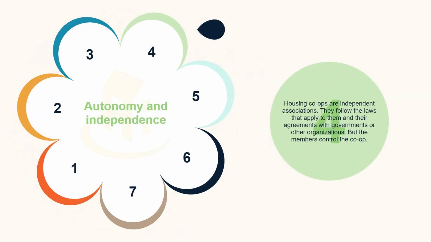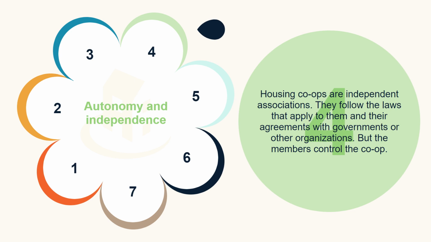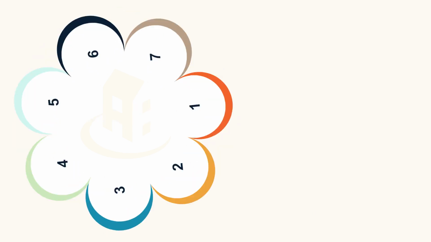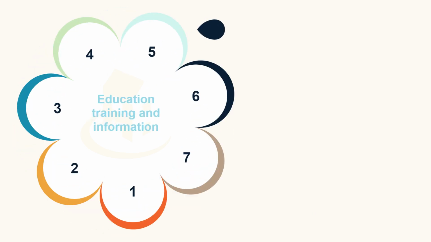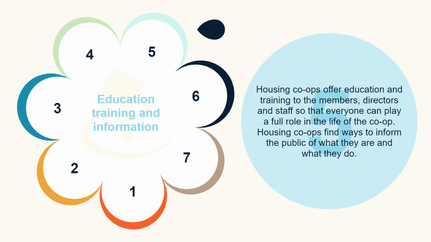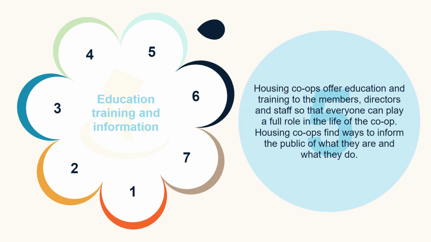Autonomy and independence. Housing co-ops are independent associations. They follow the laws that apply to them and their agreements with governments or other organizations. But the members control the co-op. Education, training, and information. Housing co-ops offer education and training to the members, directors, and staff so that everyone can play a full role in the life of the co-op. Housing co-ops find ways to inform the public of what they are and what they do.